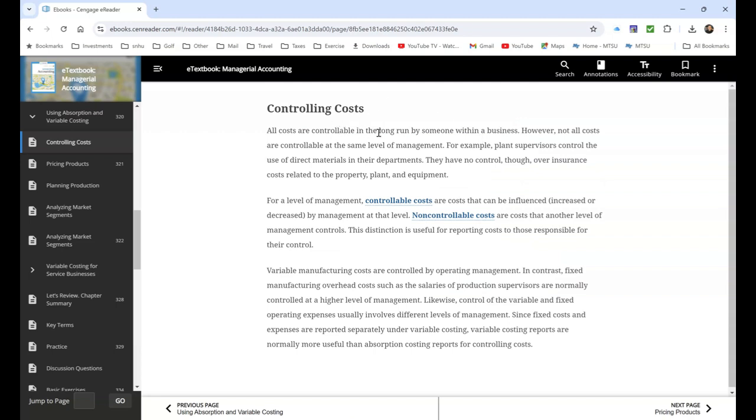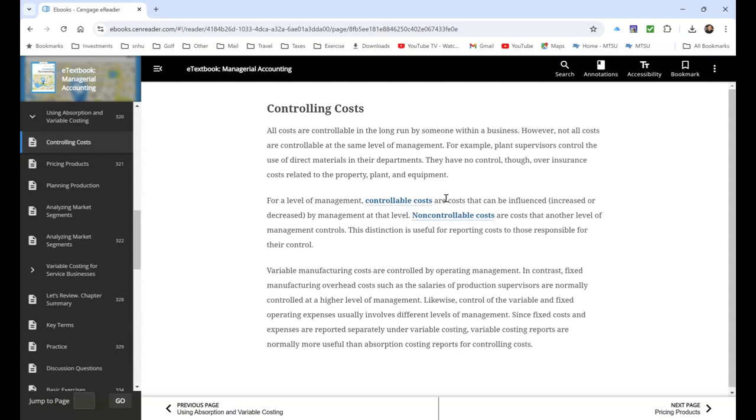Again, all costs are controllable in the long run, and that is depending upon what your capacity is going to be. In the case of Chick-fil-A, they decided that adding a second drive-through makes sense. So they've increased their capacity, but those are controllable costs. They made that decision. Non-controllable costs are costs that another level of management controls.